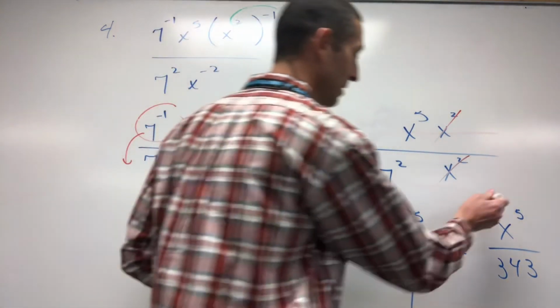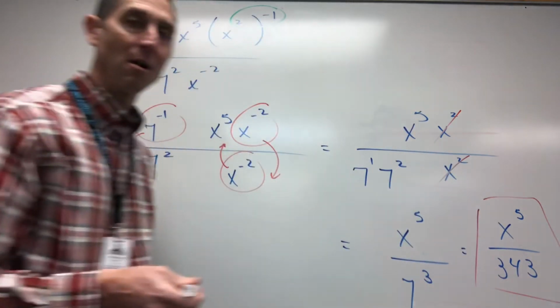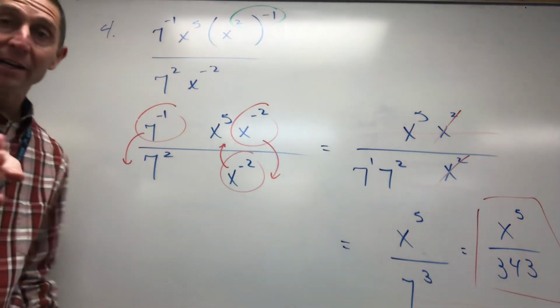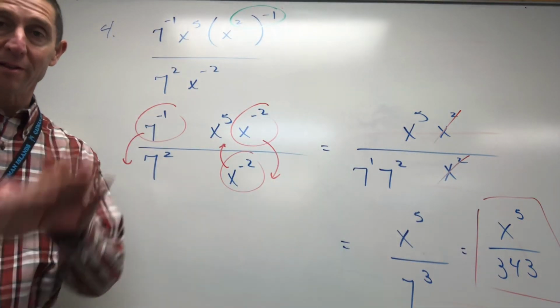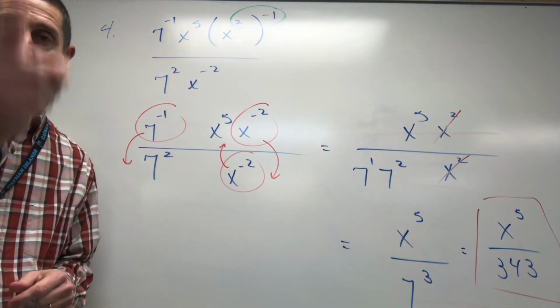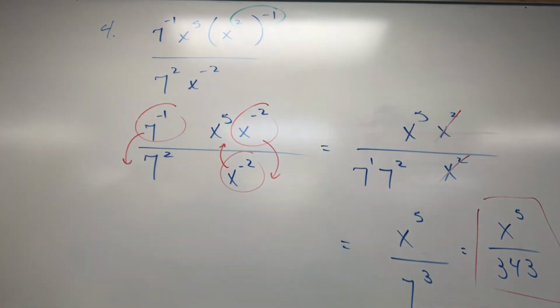So here's x to the 5th over 343. I even put a red box around that one. All right, guys. Lots of negative signs, lots of exponents, lots of fractions. Be careful, be organized.